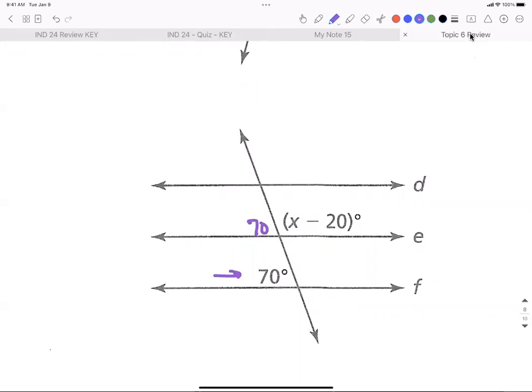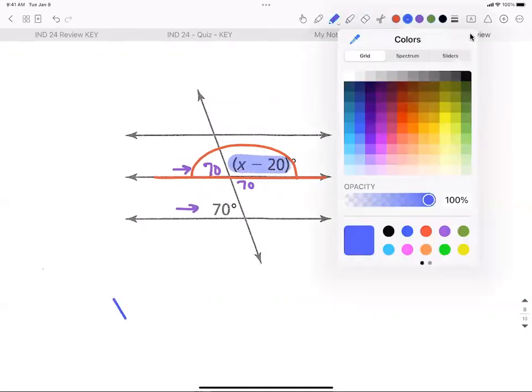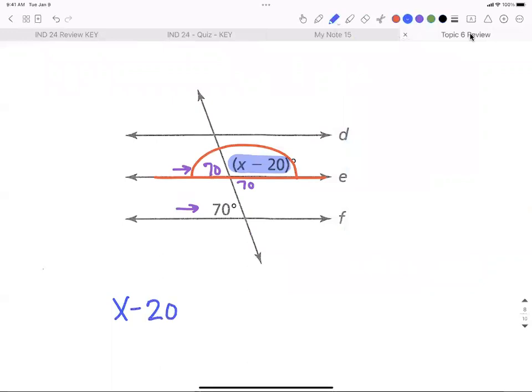Because I know in parallel lines, these guys are parallel. And I also know that this one is 70, either one. It doesn't matter which one you start with, but you can get to the point where you know that that equals 70. Now, are these two creating a straight line? Yep. So I'm going to help you set this up. We know that this angle is the x minus 20. So we can say that x minus 20 plus, we know this one over here was 70, right? And we know that those two angles together equal 180.